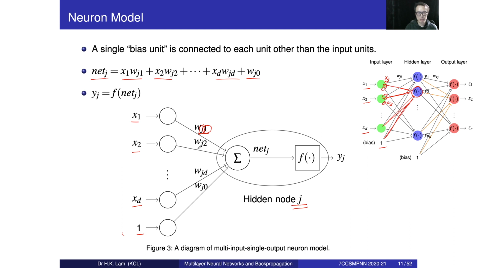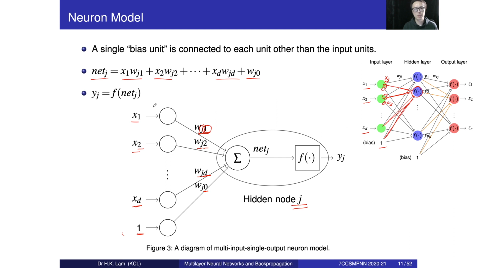w_j2 is the connection weight between node j and input 2. This one is between node j and input d. We use 0 to represent the connection weight for the bias and the hidden node j. The first subscript is the hidden node number, and the next subscript is the input.